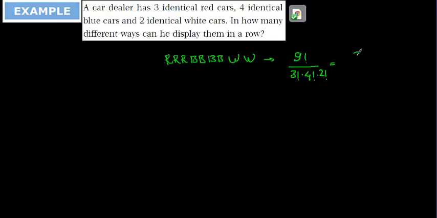If we simplify this one: 9 times 8 times 7 times 6 times 5 times 4 factorial over 3 times 2 times 1 times 4 factorial times 2 times 1. The 4 factorials cancel. We may simplify 3 and 6, it's going to be 2. 2 and 2 equal 1 and 1 here. And 2 and 8, if we simplify, this is going to be 4. So 9 times 7 is 63. 63 times 4 is 252, times 5 is 1260. There are 1260 different ways we can arrange these 9 cars. Okay.